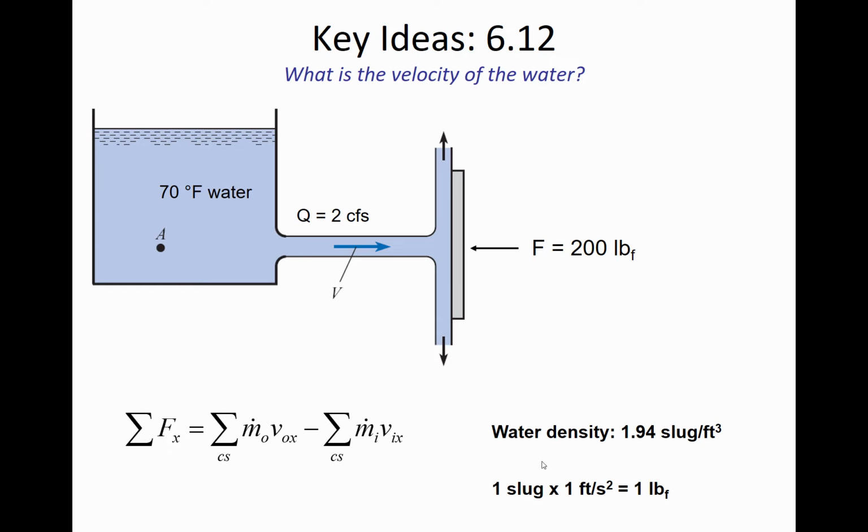Now, just to refresh your memory, a slug multiplied by 1 foot per second squared is a pound force. So if you want to double check the units to make sure that when you multiply your mass flow rate by a velocity you get pounds, I think you'll find that it does work, and you can prove that to yourself with this units conversion. So that's the main ideas I wanted to share with you for problem 6.12.